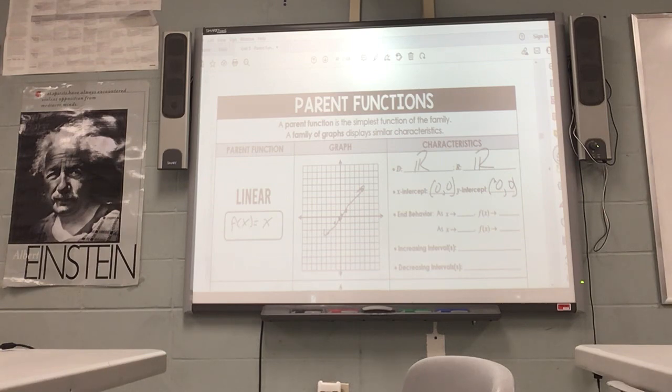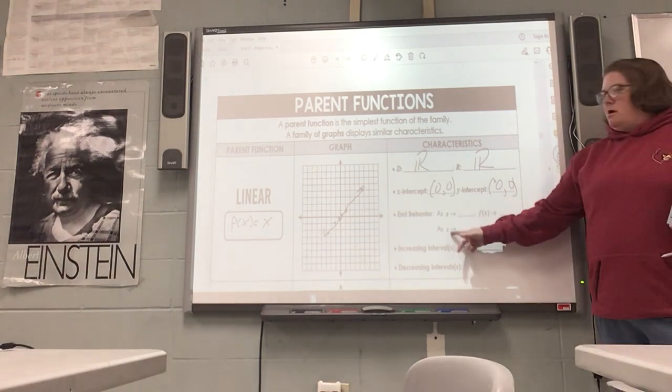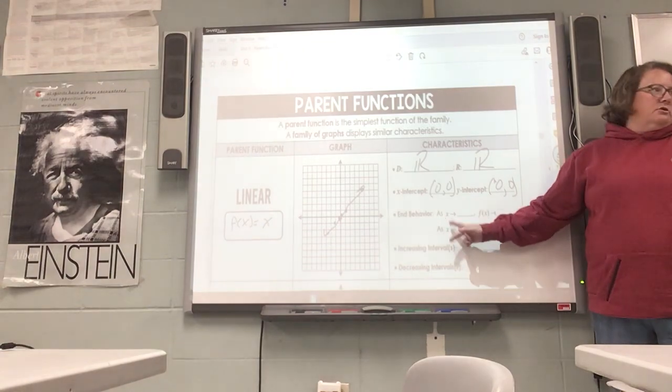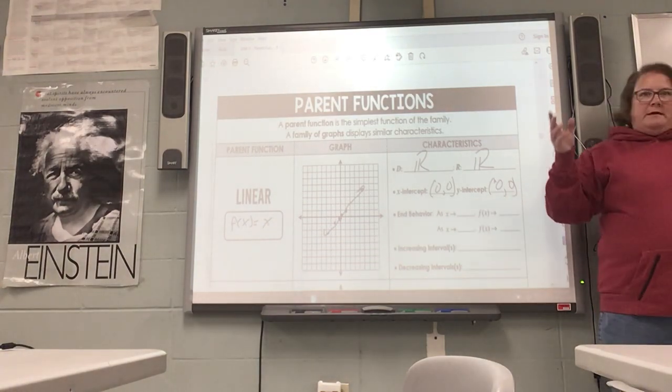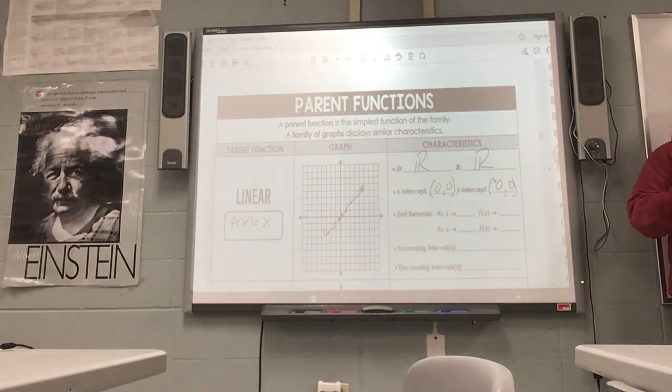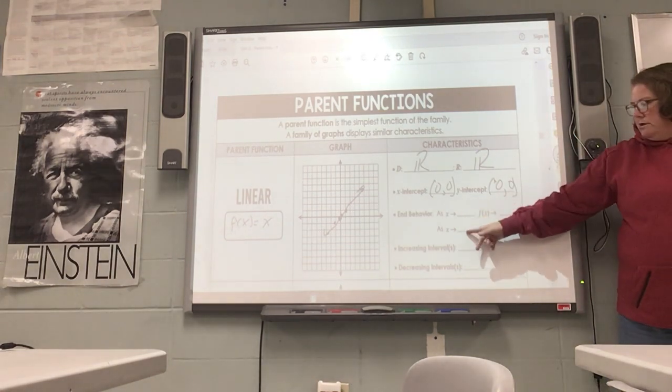Okay, so here's the new stuff. This is what we've got to learn about, end behavior. Those arrows right here read approaches, which means going to. So as x is going to infinity and negative infinity, that's what we're going to put in these boxes.